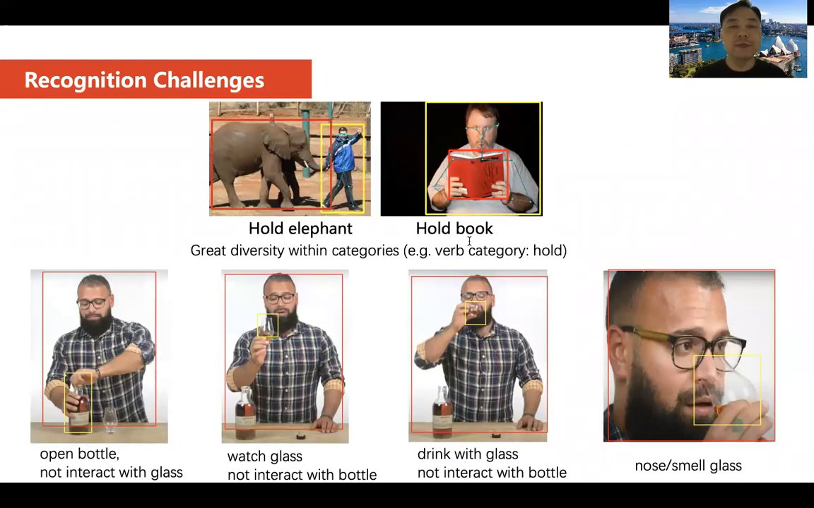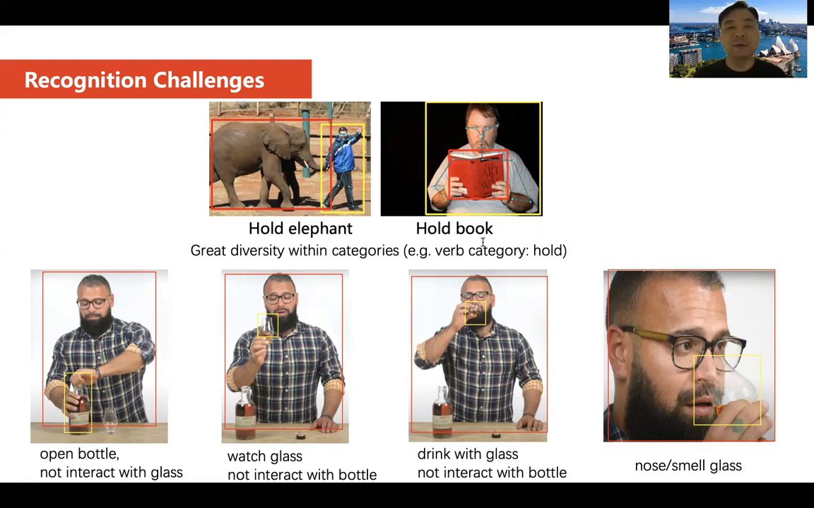HOI also faces recognition challenges. On one hand, the diversity of the same categories might be very large, such as hold the book and hold the elephant. This poses a great challenge for verbal recognition. Current deep network approaches usually require massive samples to ease the diversity of the same categories. However, it is also difficult to collect HOI data.